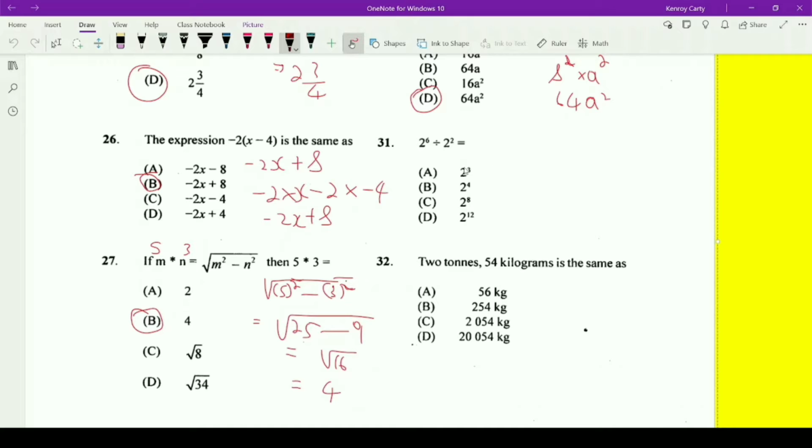Now it says 2 to the 6 divided by 2 to the 2. By laws of indices, if you divide two things that have the same base, you keep the base and you subtract the powers. So the base is 2, the powers are 6 and 2, so it becomes 2 raised to 6 minus 2, which gives me 2 to the 4th power. That makes the answer option B, as in boy. Let's take this down now.